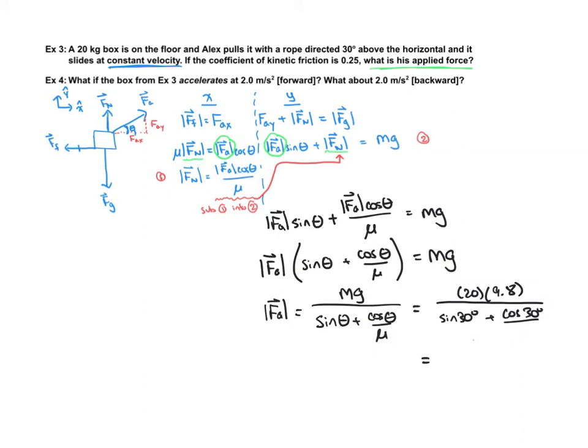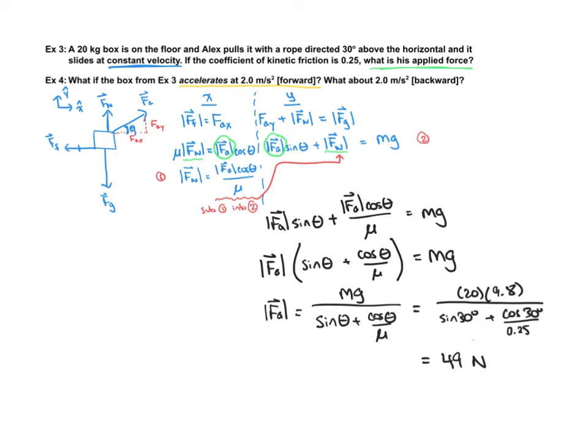We'll replace mu here with the value 0.25. Okay, so my answer is giving me 49 newtons. So that would be the applied force that Alex is pulling this box with. And that's example 3. So example 4: what if the box from example 3 accelerates at 2 meters per second squared forward?